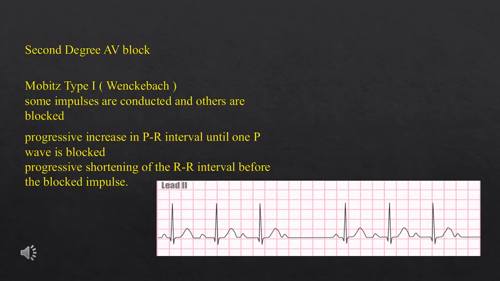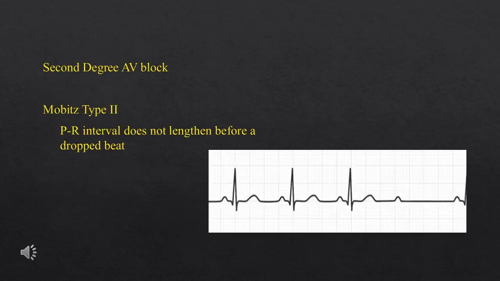Second degree AV block has two types, Mobitz type 1, which is also known as Wenckebach, and Mobitz type 2. Mobitz type 1 is characterized by a progressive increase in PR interval until one P wave is blocked. In Mobitz type 2, the PR interval does not lengthen before a dropped beat.